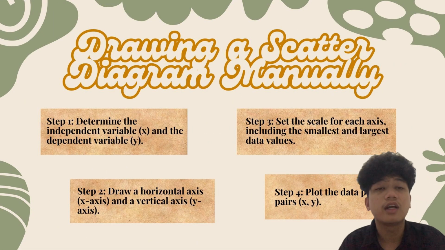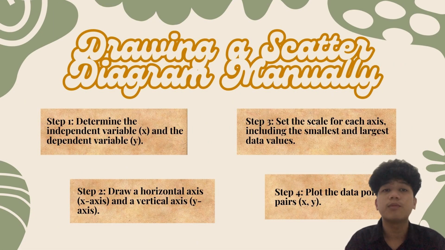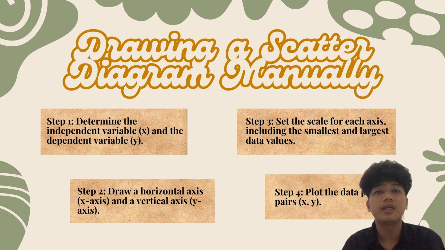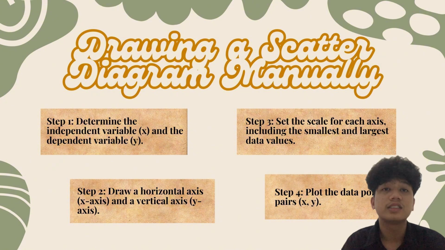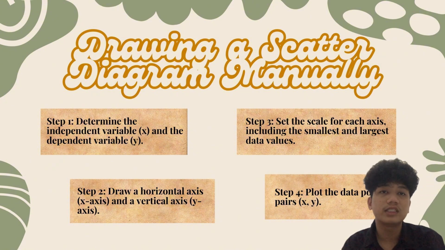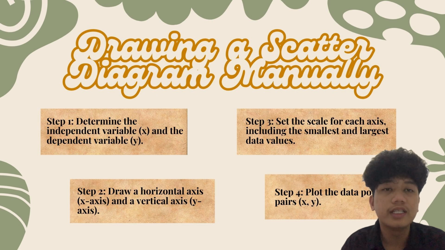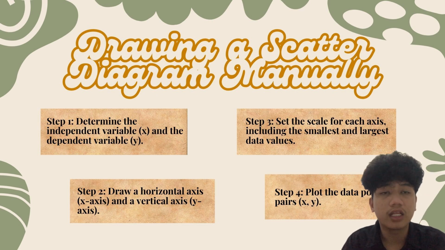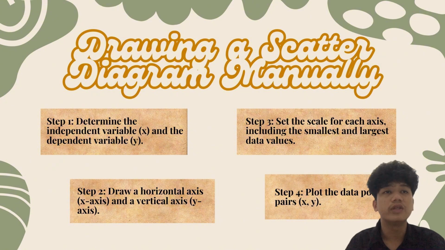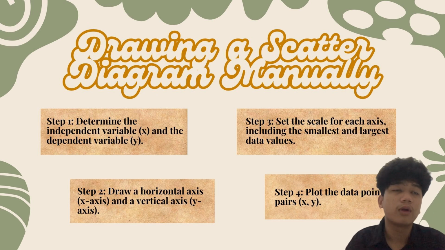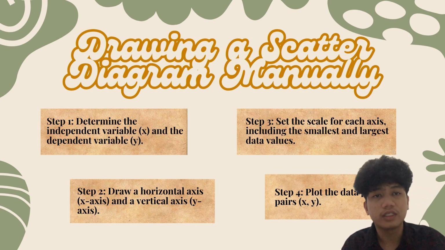Drawing a scatter diagram manually. Step 1. Determine the independent variable X and the dependent variable Y. Step 2. Draw a horizontal axis, the x-axis, and a vertical axis, the y-axis. Step 3. Set the scale for each axis, including the smallest and largest data values. Step 4. Plot the data points as pairs.